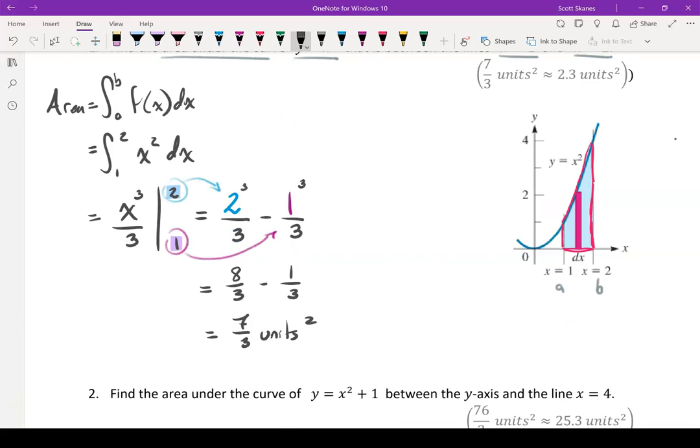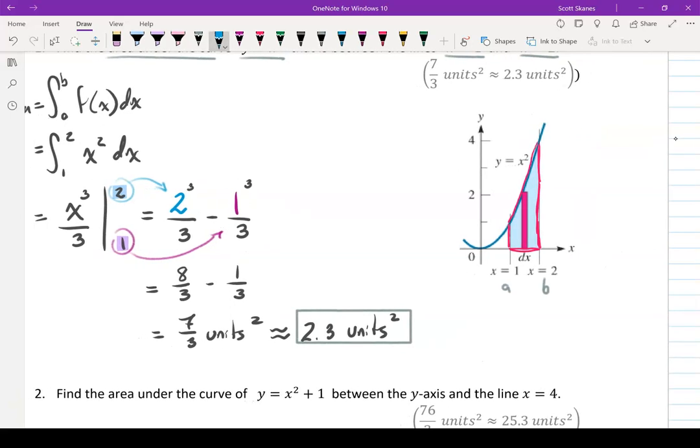So the exact answer is 7 over 3 units squared. And if you wanted to give a decimal answer, it would be about 2.3 units squared. And if you were to play the same game as I did before and try to toss some geometric shapes into this thing and try to get an approximate area, it would work out pretty well.